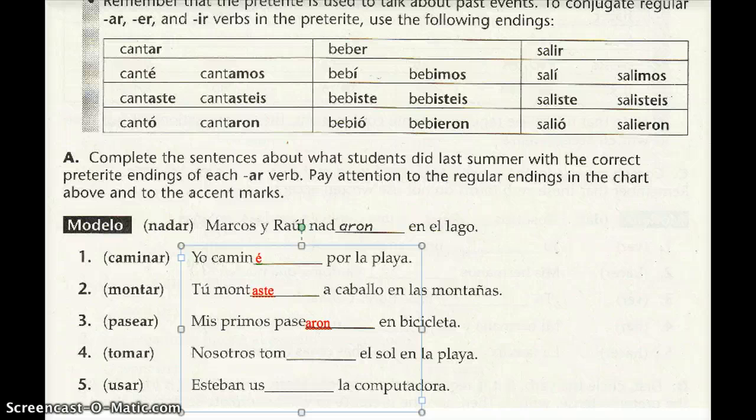Nosotros, that's easy, it doesn't change. Tomamos el sol en la playa. And then Esteban usó, with an accent, of course. So that's what's going on so far with regular preterite verbs.